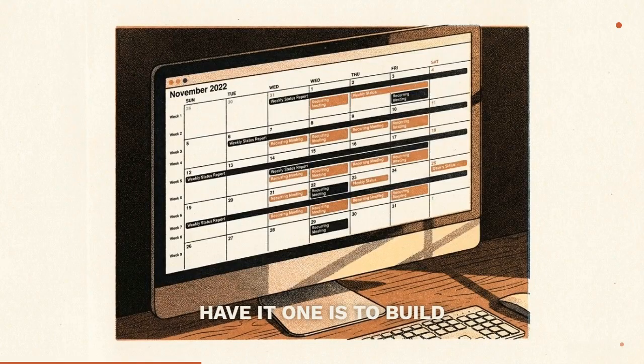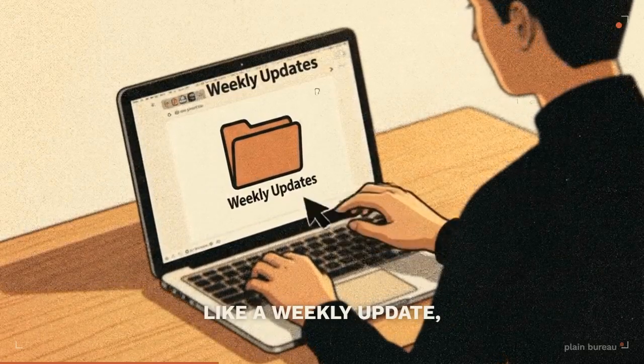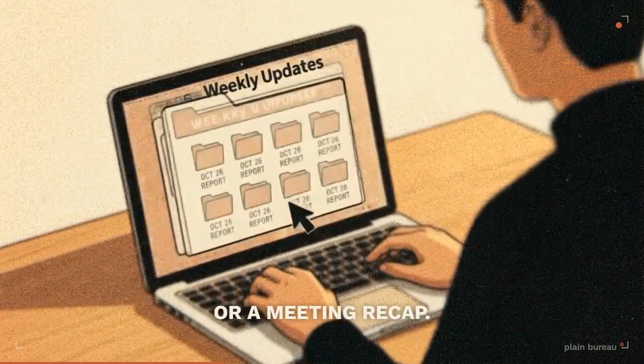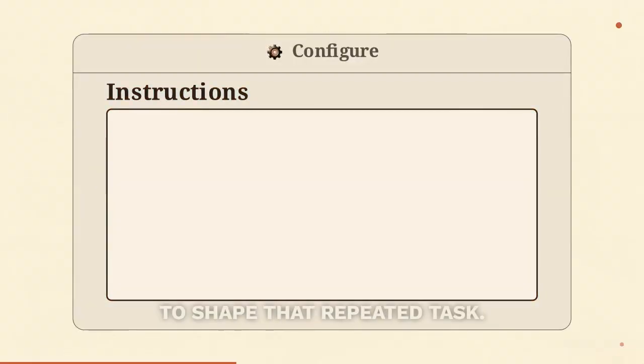Habit 1 is to build for frequency. Don't make a GPT for a one-off question. Make it for a task you repeat, like a weekly update, a lesson plan, or a meeting recap. The instructions field is the most direct way to shape that repeated task.